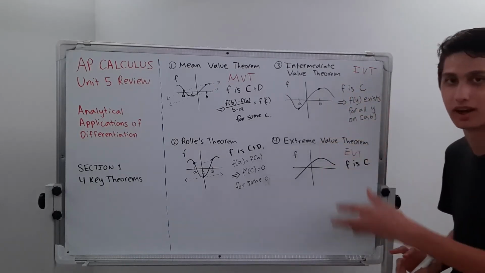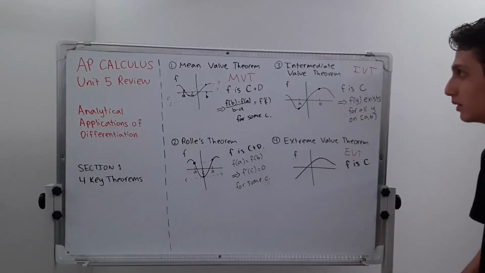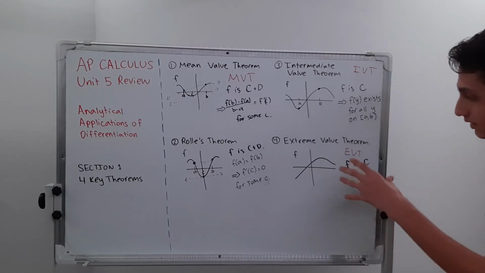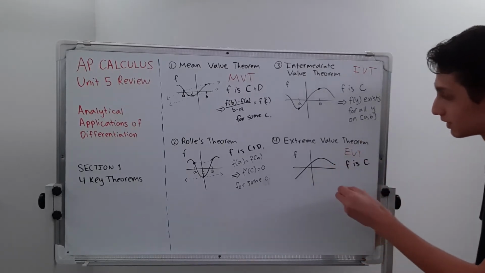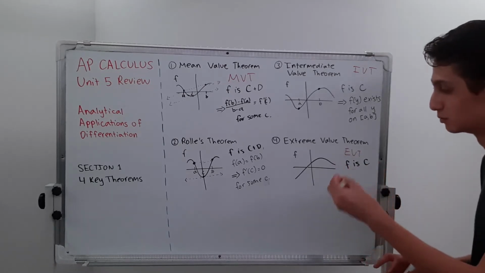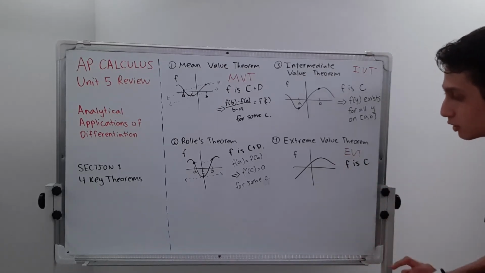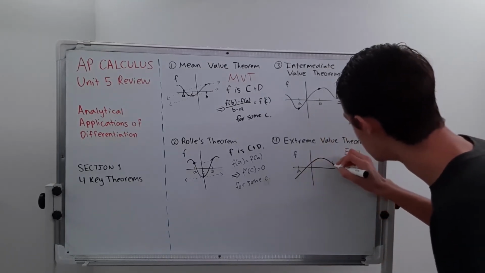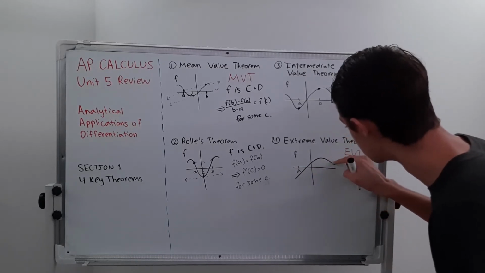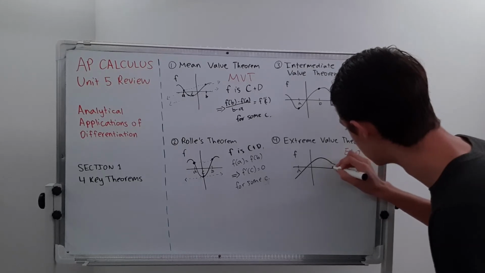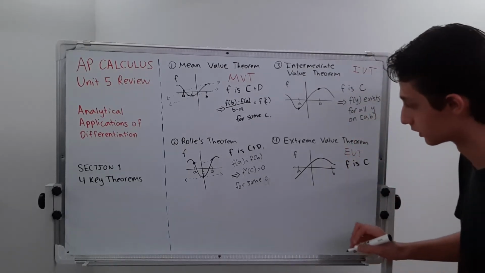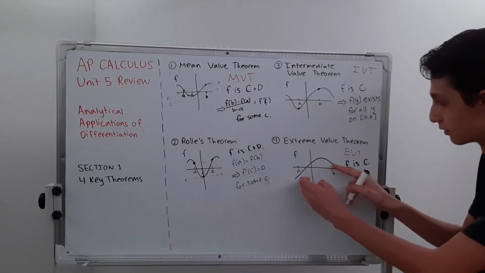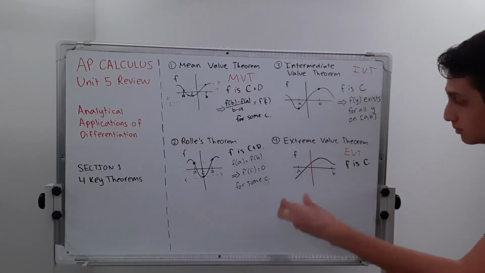These two don't have a lot of, what's the word, requirements. But yeah, all you need is your function to be continuous, and really what this says is that there's going to exist an absolute minimum and an absolute maximum on some closed interval. So basically, if we have our a here and our b here, that means from this point to this point on the graph, we're going to have an absolute minimum and an absolute maximum.